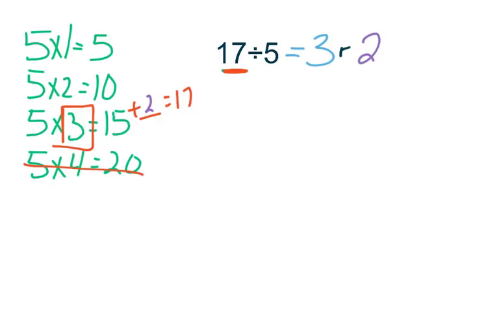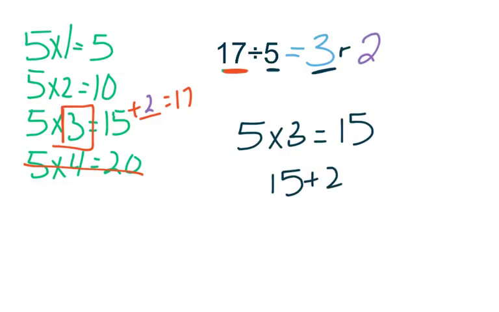If I check my work with multiplication, I would multiply my quotient times my divisor, so 5 times 3, and that gives me 15. And then I would add my remainder, so 15 plus 2 gives me 17. And this last piece, my 17, needs to add up and be the same as my dividend, which it is.